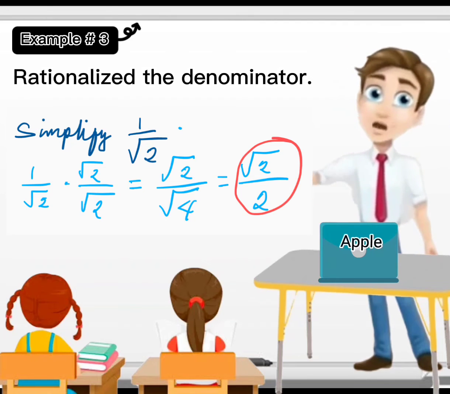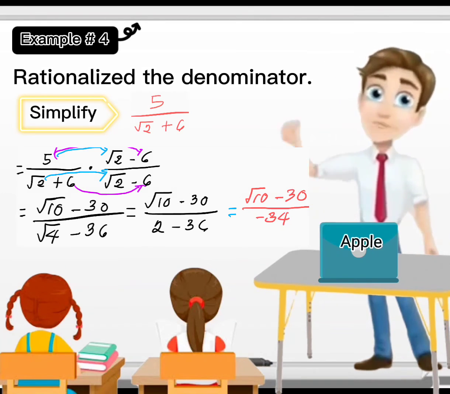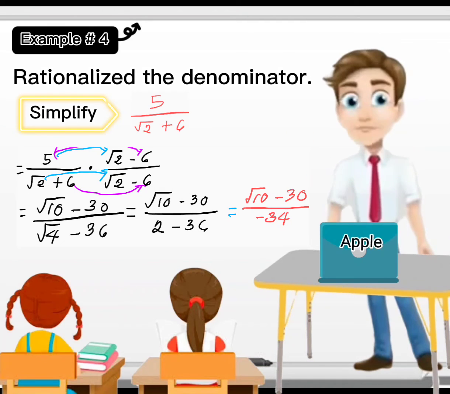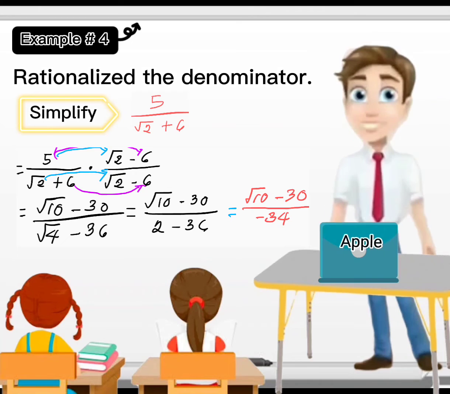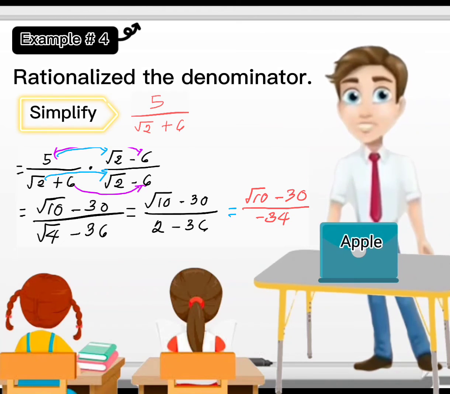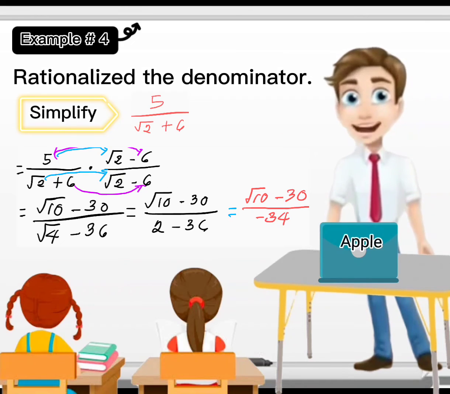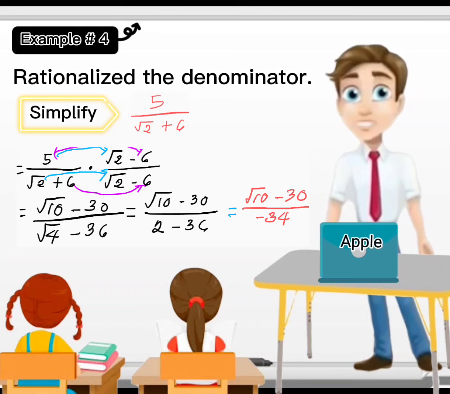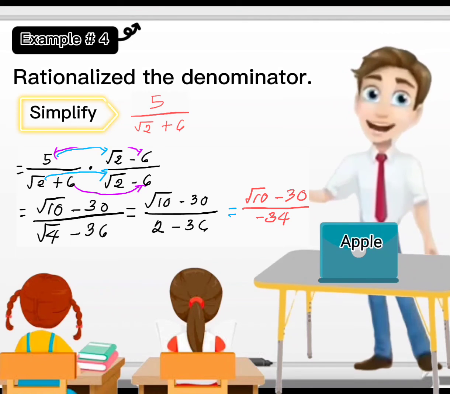And for example number 4, the instruction is to simplify 5 all over square root of 2 plus square root of 6. Now, how can we simplify this type of problem? We noted that we have two terms in the denominator, and the first term contains a radical. So therefore, it is not yet in simplest form.